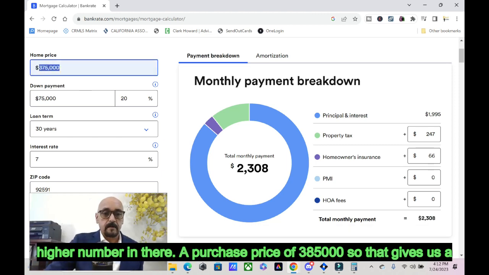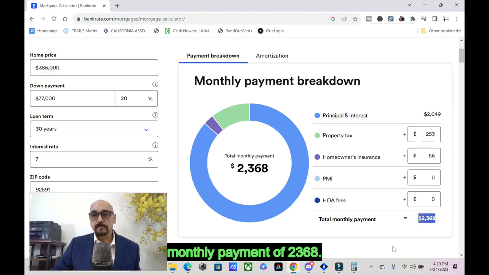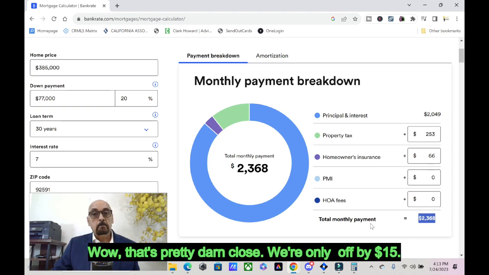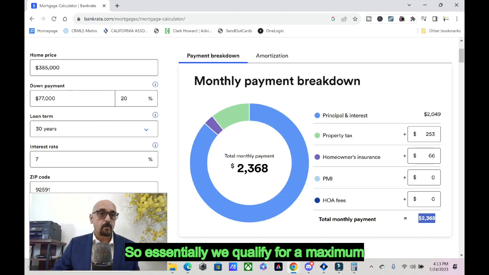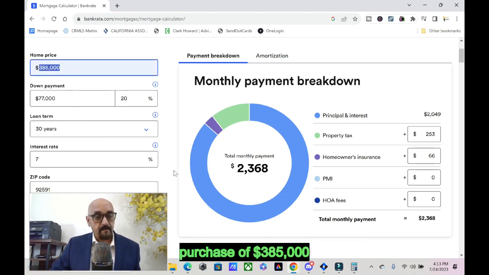So let's just punch a higher number in there. So purchase price of $385,000. Okay, so that gives us a monthly payment of $2,368. Wow, that's pretty darn close. We're only off by $15. So essentially, we qualify for a maximum purchase of $385,000.